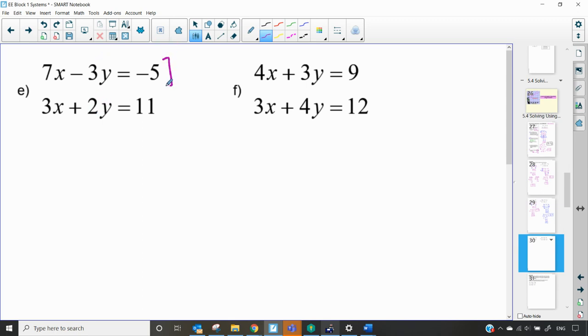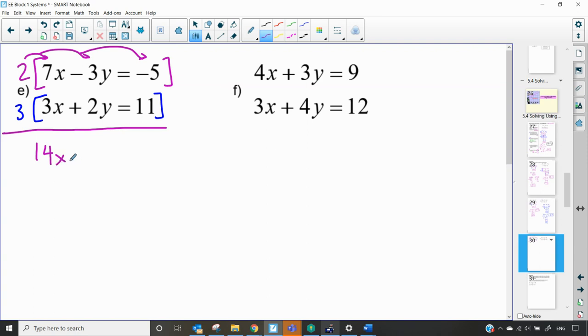So in order to make that y variable equal to 6 in the first equation, I'm going to have to multiply the entire equation by 2. Whereas for the second equation, if I want the y to be a 6, I'm going to have to multiply the entire equation by 3. So after I've got that figured out, I'm going to write out my new equations. 2 times 7x, remember we're multiplying through all three terms, is 14x, minus 6y equals negative 10. And multiplying through the second equation, 3 times 3x is 9x, plus 6y equals 33.